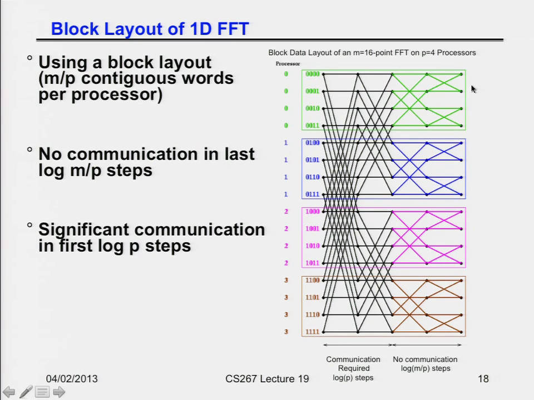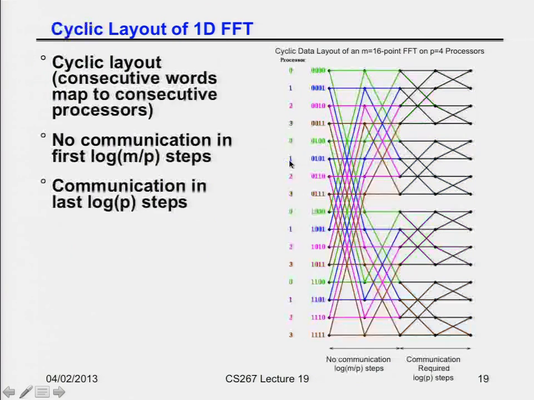So this is what happens if I do the obvious blocked assignment of work. The other one was cyclic, so let me try that one and see who communicates with whom. So here's the cyclic ordering. Now the green processor owns every fourth, the blue processor owns every fourth. And now there's no communication at the beginning, right? Now when processor 0 needs to get the 0 and 8, he owns them both, and so those lines are both green and there's no communication. That's true for the first log m over p steps.